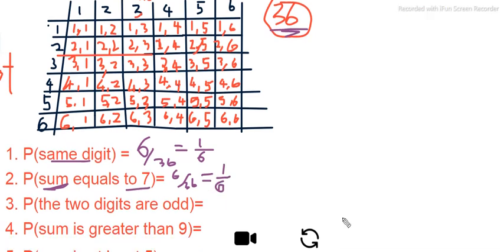Do you get that? Now, this third question says the probability that the 2 digits are odd. The 2 digits are odd numbers. When we say odd numbers, we are talking about numbers that are not divisible by 2. So for a die, the odd numbers are 1, 3, and 5. But for the even, which is the opposite, we have 2, 4, 6. That is for even numbers.